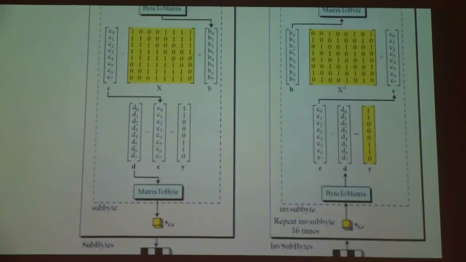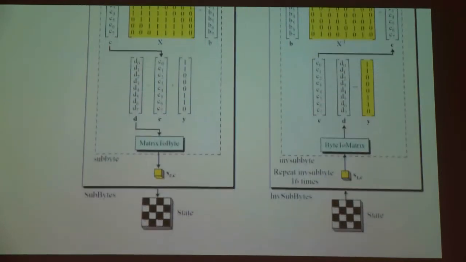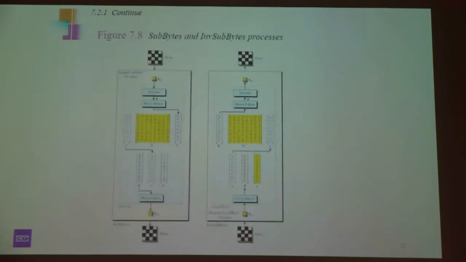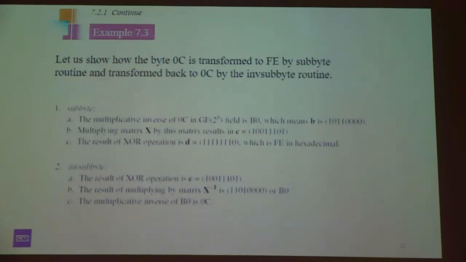As you know, this could be applied as hardware. So let us show how the byte 0C is transformed to FE by substitution. So basically, we're going to apply this in here. I'm not sure if you can see it on the board. Check it on your tablet. All right. So first of all, the multiplicative inverse of 0C is B0, and then it's represented like that, all right?